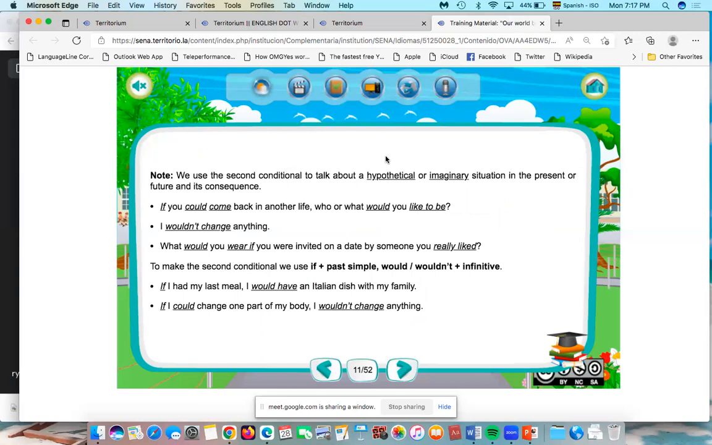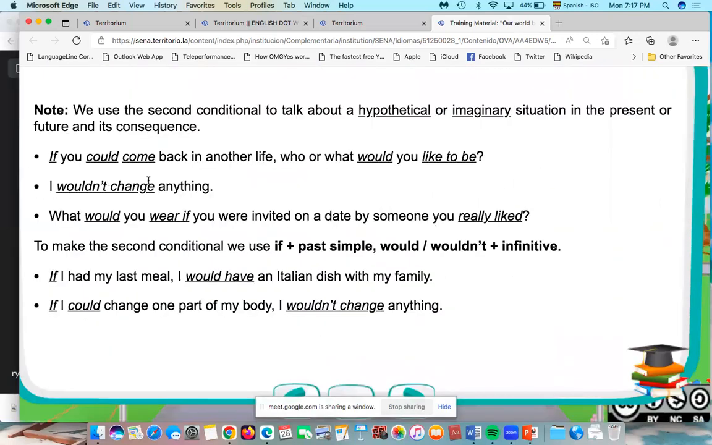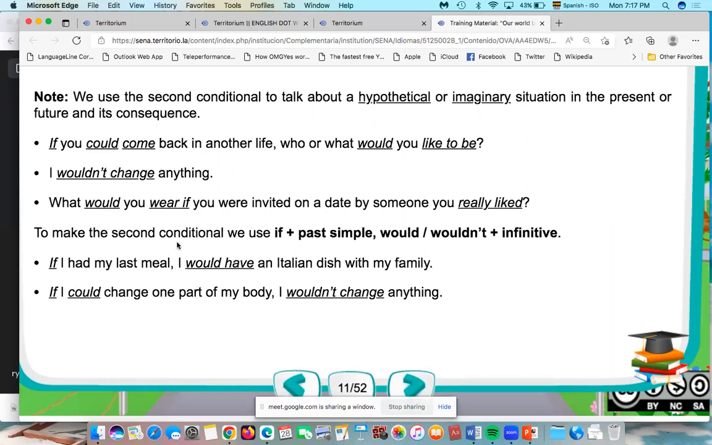Hay muchas situaciones hipotéticas aquí, ¿no? Aquí dicen, if you could come back in another life, who or what would you like to be? I wouldn't change anything. What would you wear if you were invited on a date by someone you liked? Entonces ella responde, if I had my last meal, I would have an Italian dish. Las preguntas que acabamos de ver son situaciones muy hipotéticas, ¿no? ¿Qué harías si pudieras devolver el tiempo? ¿Qué harías si tuvieras la oportunidad de vivir en otra época? ¿O qué usarías si tuvieras una cita con alguien que realmente te gusta? ¿Qué comerías? Todas estas cosas son muy improbables, ¿no?